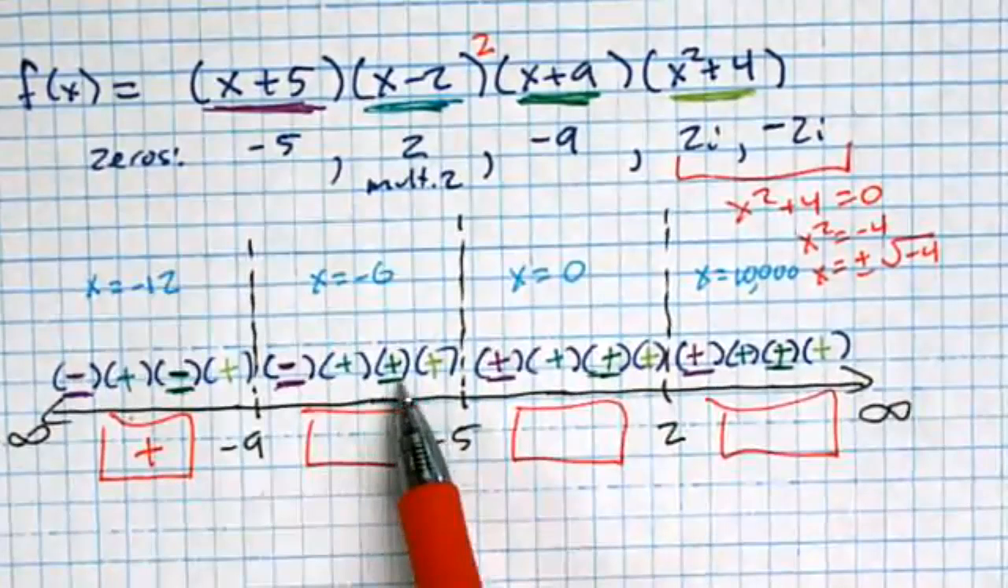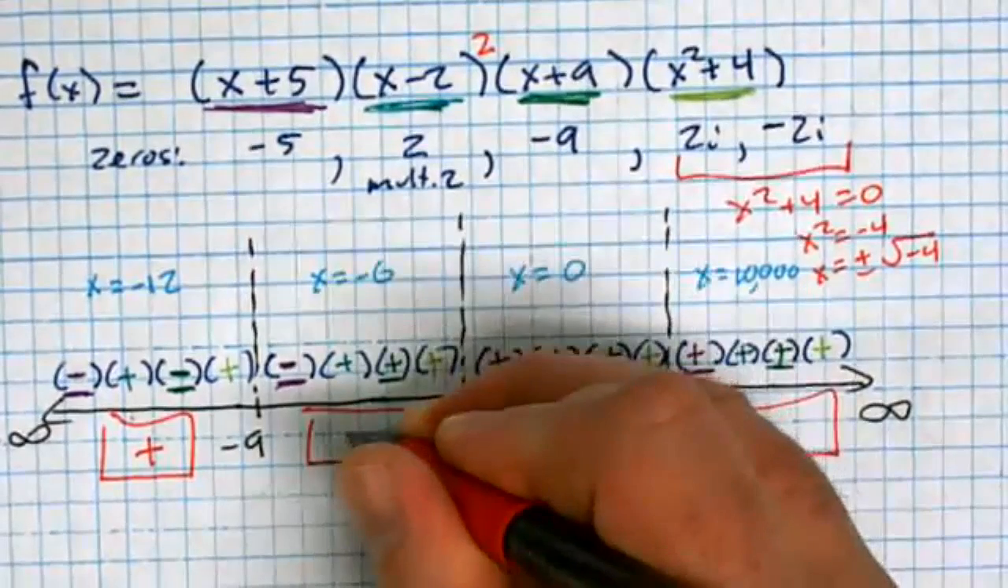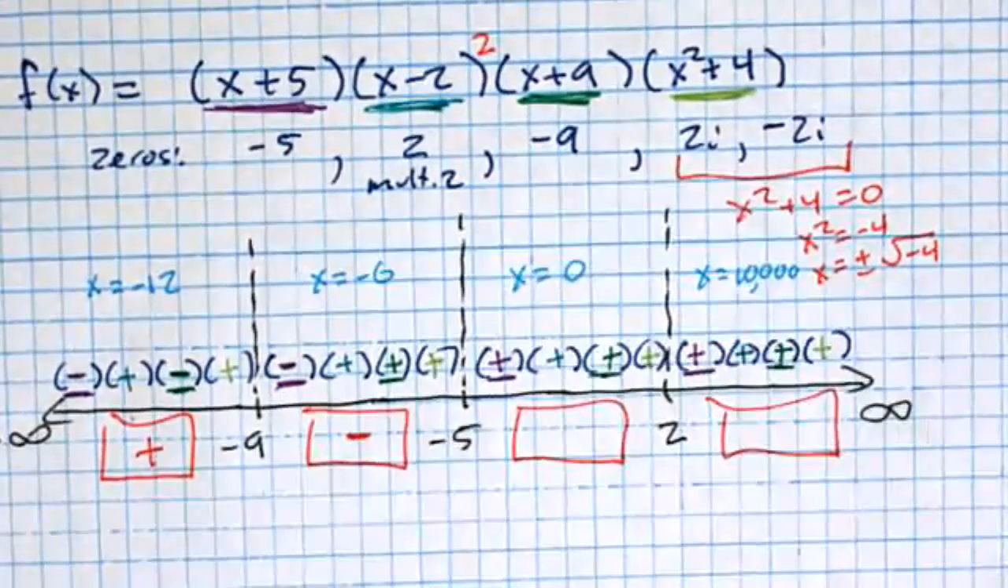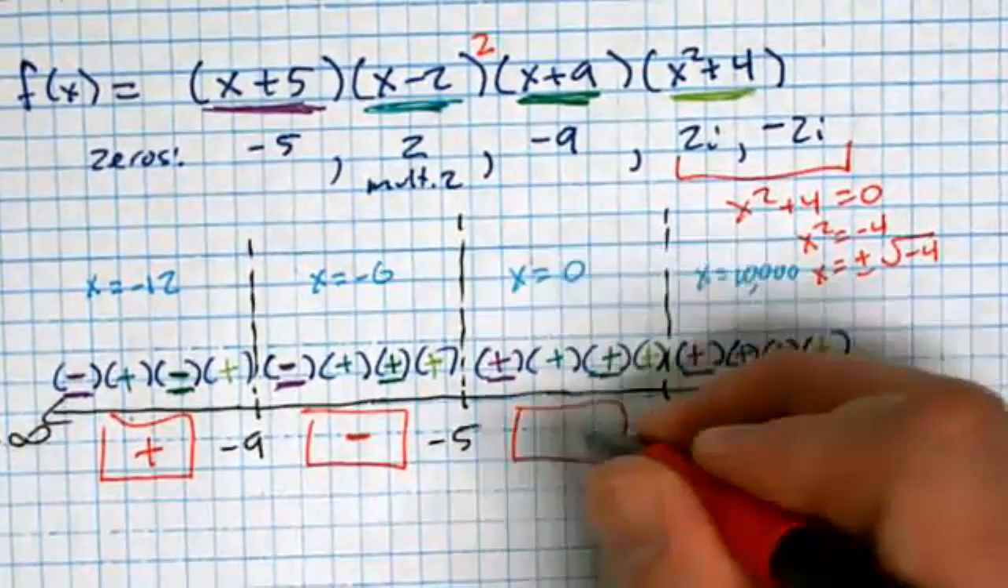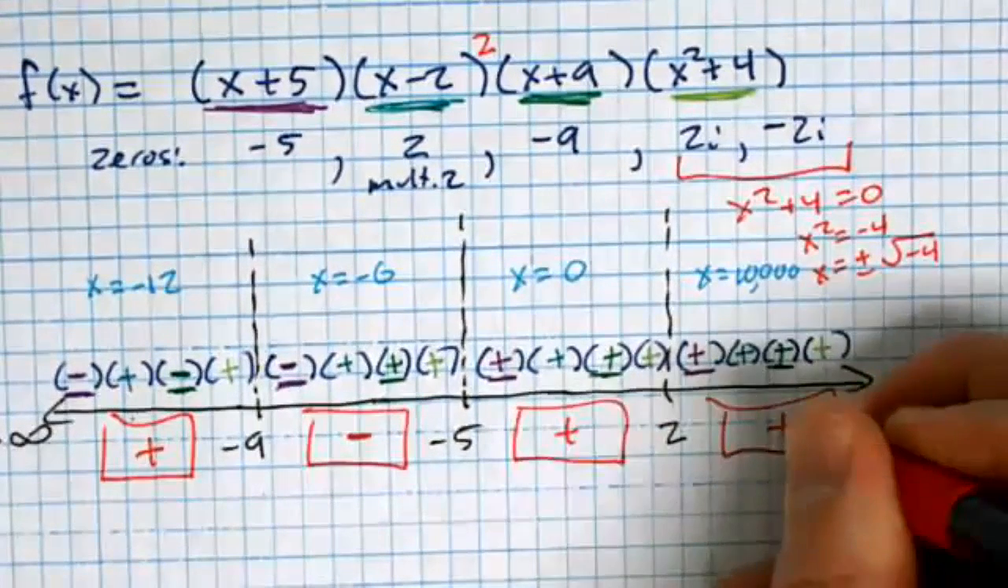And this region right here, negative. And both of these regions out here, I think, are going to be the same because it's all positives, right? Plus and plus.